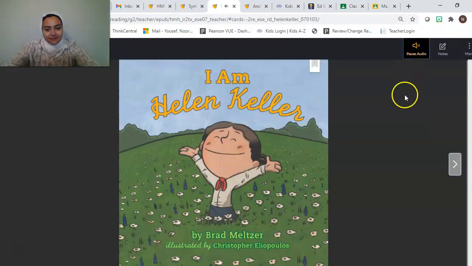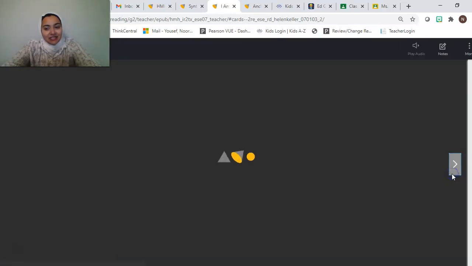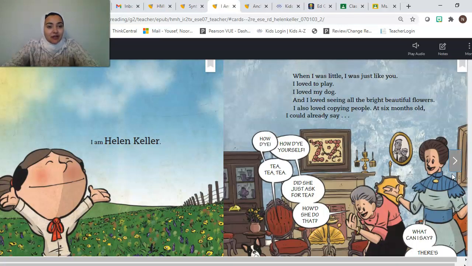I Am Helen Keller, by Brad Meltzer, illustrated by Christopher Eliopoulos. So we know that this is a biography about Helen Keller, right? So we can make a prediction that this is going to be a story about someone named Helen Keller, and they're going to teach us maybe some great thing that she did, right? Because biographies and stories are probably like the biography we read yesterday about Miss Moore and how she made the kids section of the library for kids. She did something great. So I am making the prediction that Helen Keller probably did something great in her life too. Let's read and find out.